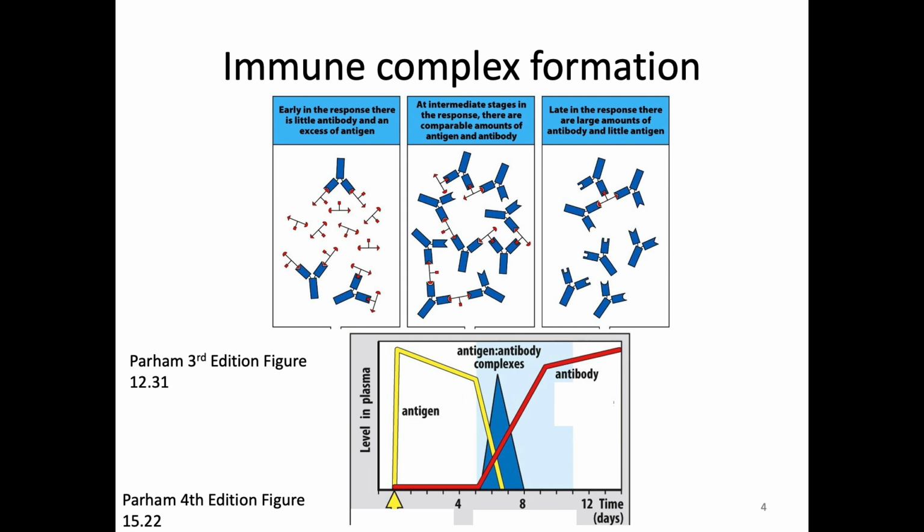The idea with immune complex formation is that we remember that our antibodies each have 2 identical binding sites for antigens, and that an antigen may have kind of multiple copies of the same epitope.